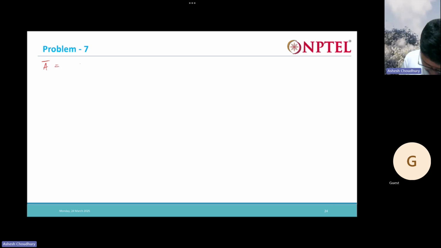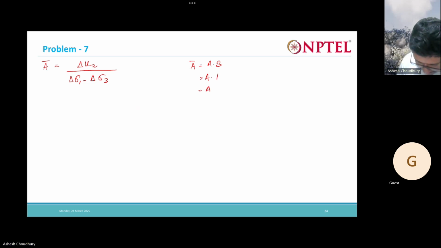A bar is the pore pressure change divided by the deviatoric stress, this by this. Now, if the soil is fully saturated, then what is my A bar? A bar is A times B, and if it's saturated, then B is 1, so A bar is A.